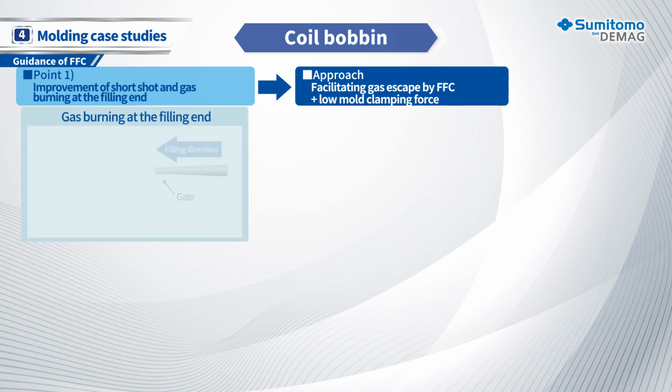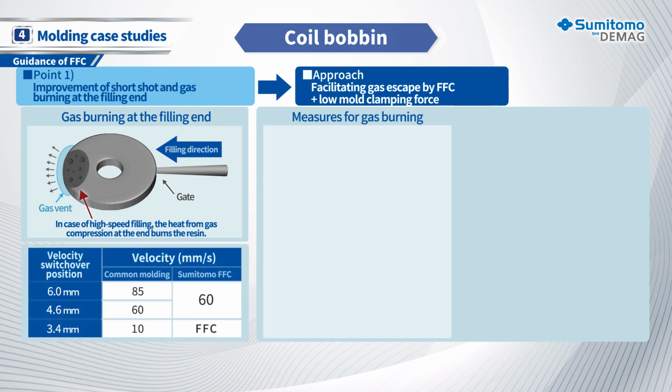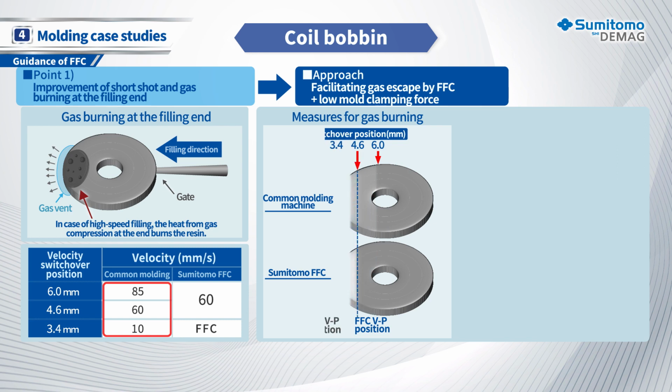Gas burning refers to the burning of material at the end of the product due to compressed gas that is not released properly when the resin is filled at high speed. Therefore, it is necessary to set molding conditions that facilitate smooth gas replacement by slowing down the speed toward the end. Indeed, with a common molding method, the injection speed was set in 3 stages, with a gradual filling toward the end to prevent gas burning.